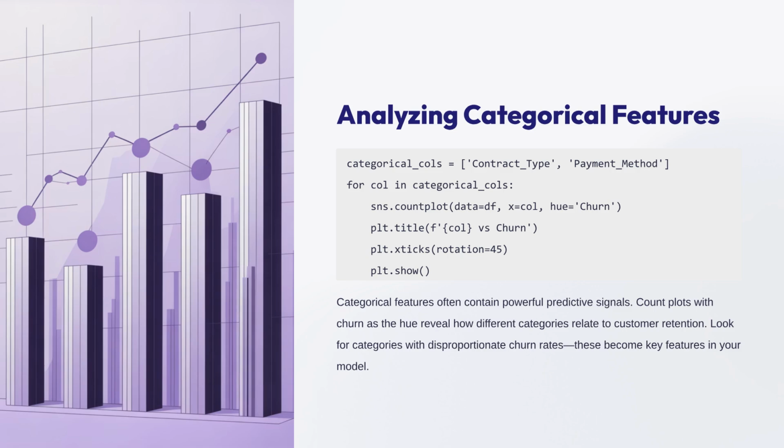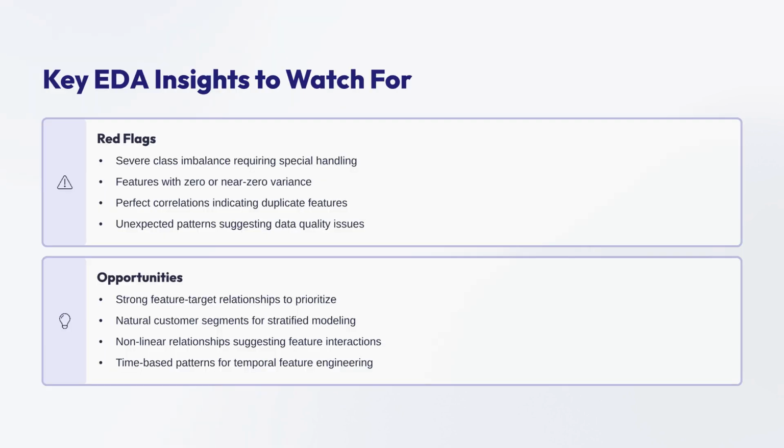We analyze categorical features using count plots, comparing them against churn. This reveals categories like contract type or payment method that have disproportionately high churn rates, making them key features for the model. Key EDA insights include watching for red flags like severe class imbalance and perfect correlations. We also look for opportunities, such as strong feature-target relationships and natural customer segments for stratified modeling.